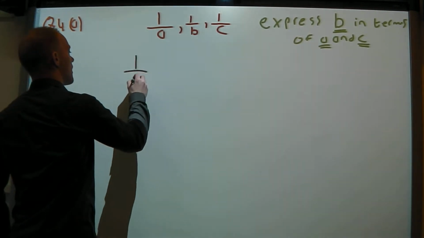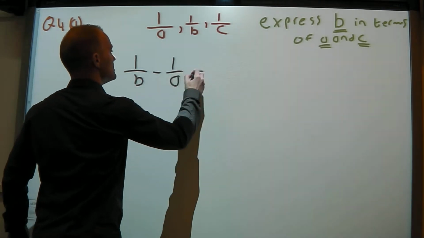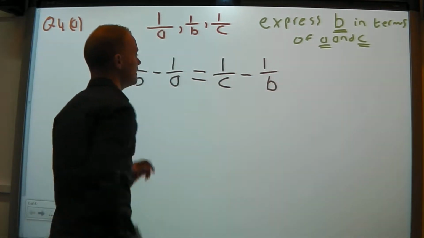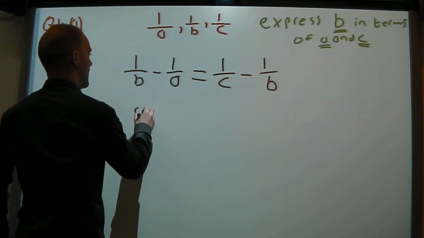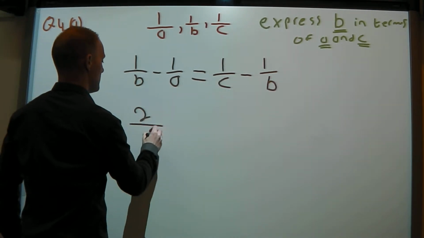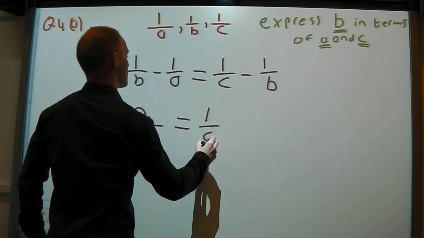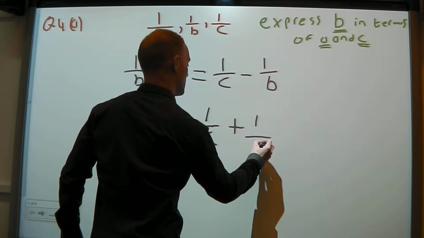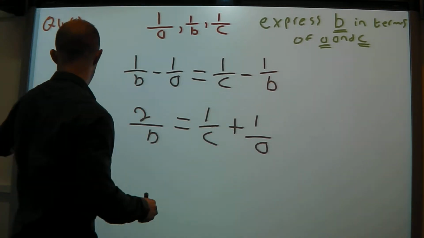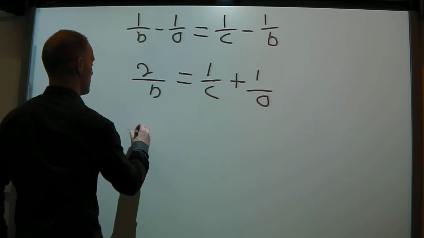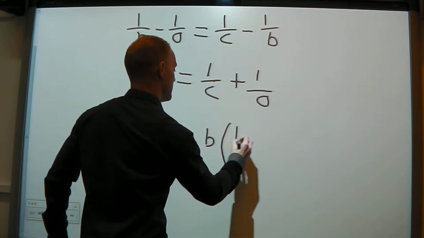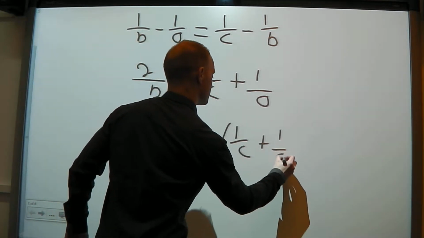1 over B minus 1 over A is equal to 1 over C minus 1 over B. Now what we do here is we add 1 over B to both sides, and we also add 1 over A to both sides. So that is 2 over B is equal to 1 over C plus 1 over A. And what we want to do here, we want to get rid of the B on the bottom, so we just multiply both sides by B. So that implies 2 is equal to B times 1 over C plus 1 over A.